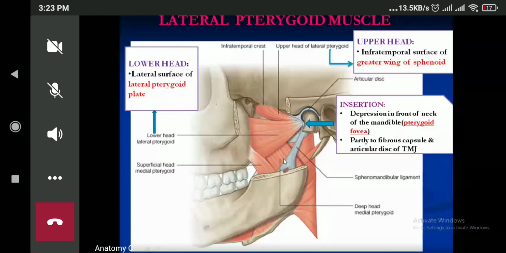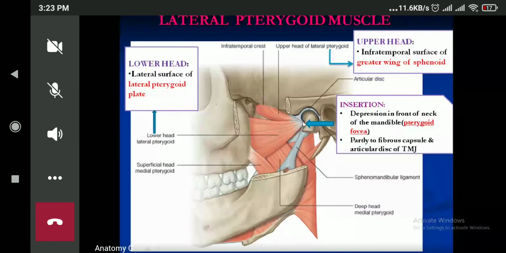Now, can you see the medial pterygoid muscle with its deep head? The deep head of the medial pterygoid muscle will arise from the medial surface of the lateral pterygoid plate. Your medial surface part also, your lateral surface part also. Now see the insertion. It is inserted in the pterygoid fovea and also in the capsule of the TMJ.